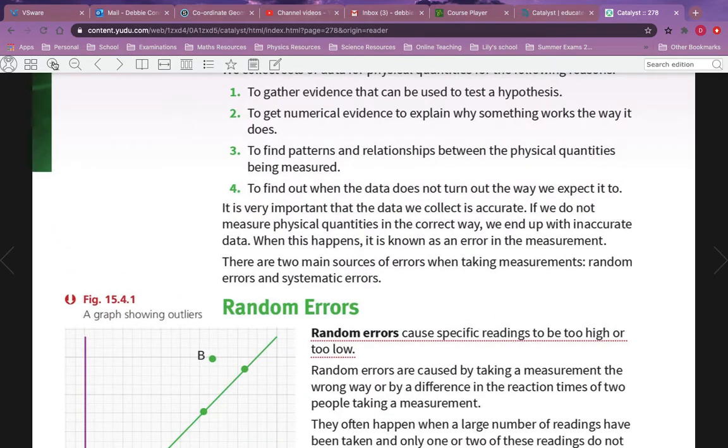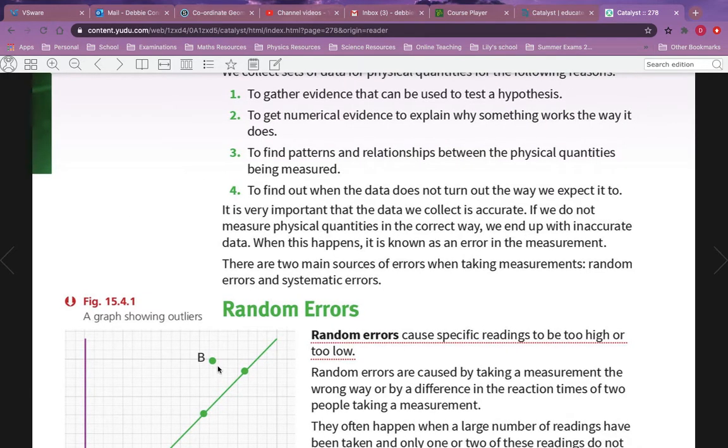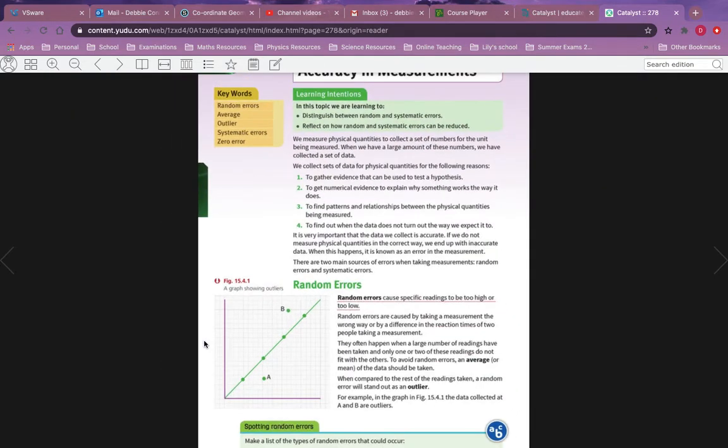Random errors cause specific readings to be too high or too low. So random errors are exactly that, they're random. Sometimes, or most of the time, it's human error. It's where you measure 8 of the readings perfectly, and then in the 9th one, you make a stupid mistake. And it tends to look wrong. It's way out. You can see this, the B over here in the graph. See this here? It tends to be way off what all your other readings are.